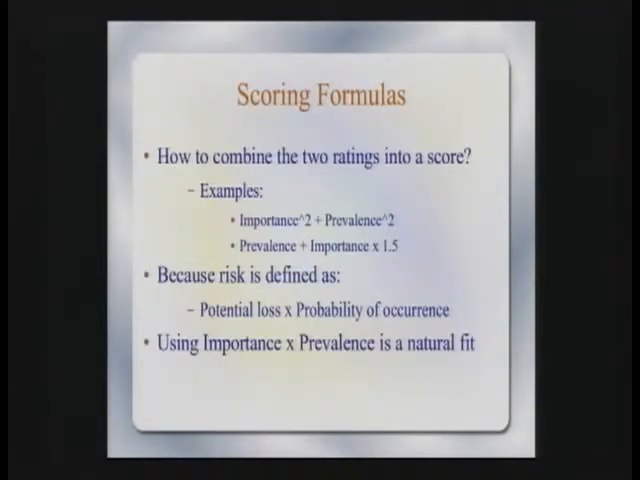And then after we have these two ratings, how do we sort the entries? So we have importance and prevalence. You could take the square of each and add them, or you could multiply one by some scaling factor. But risk is defined as the potential loss multiplied by the probability of occurrence. So it makes it a natural fit that you'd think of ranking the entries in the CWE by importance multiplied by prevalence.